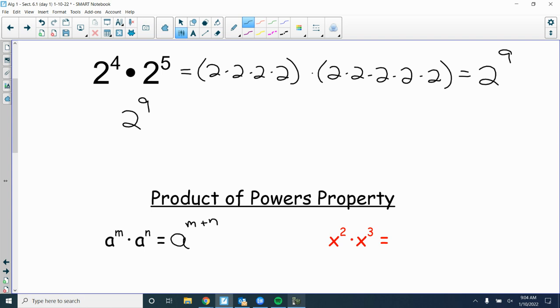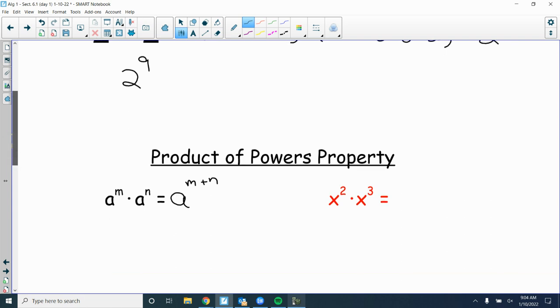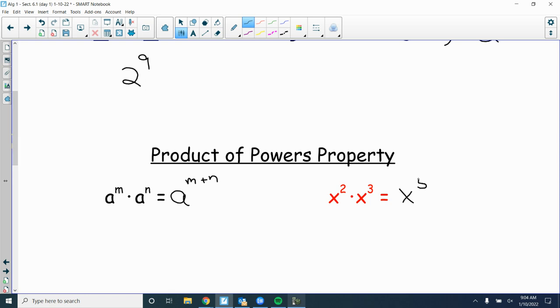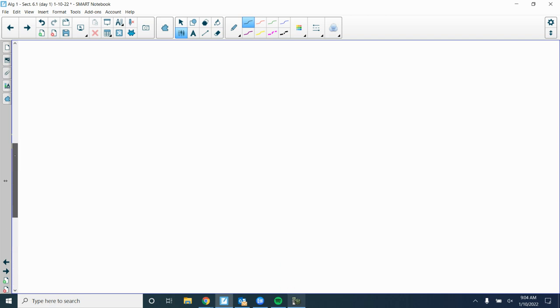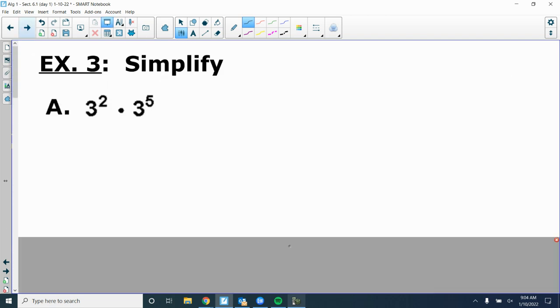So what do you think x squared times x cubed is going to be? It's going to be x to the what power? X to the 5th power. Doesn't matter whether we have a variable or a number. So if I had 2 squared times 2 cubed, that would be 2 to the 5th power. We add those together. 3 squared times 3 to the 5th is 3 to the what? 7. Add them together, 2 plus 5. So that's 3 to the 7.